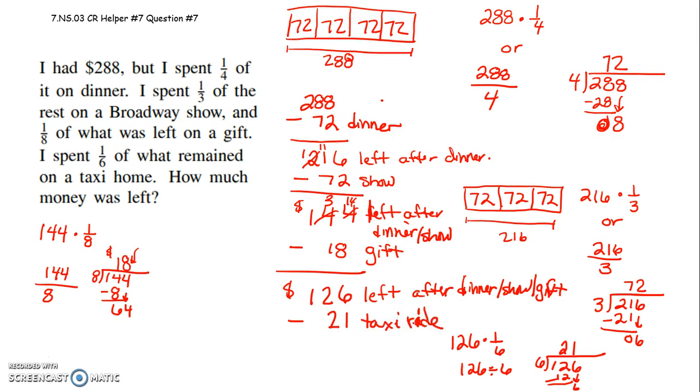So at the end of the night, how much money did you walk home with? Let's see. How much money was left after you got home? 6 minus 1 is 5. 2 minus 2 is 0. So you still had $105 at the end of the night.